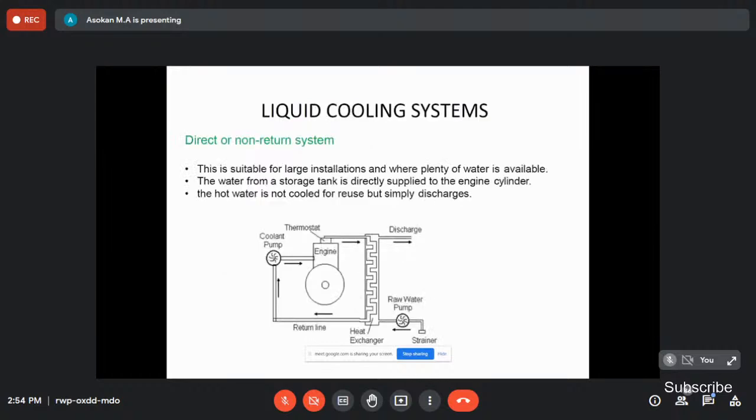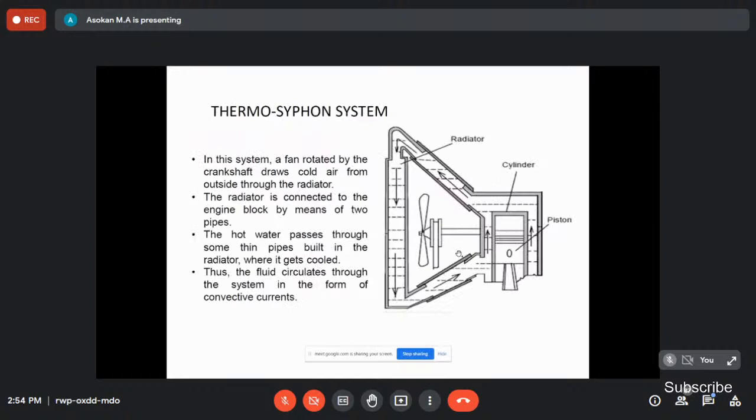And the liquid cooling, see, there is some coolant from the engine, right? So this coolant is circulated through the engine. Then it absorbs the heat, so that it reduces the temperature.